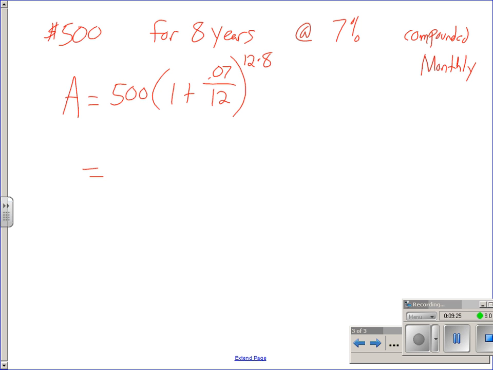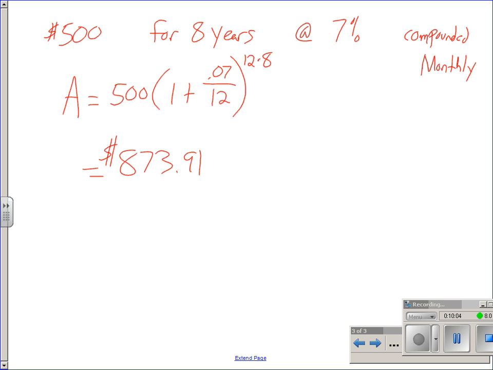And so this is the problem. Let me get out the calculator to figure out the answer. But once you've got the numbers plugged in, it really is just order of operations. So I start with the parenthesis, like you should. You got 1 plus 0.07 divided by 12. You get 1.0058 and a bunch of 3's. Raise that to the power of 12 times 8. You get 1.7478, blah, blah, blah, times 500, which is $873.91.